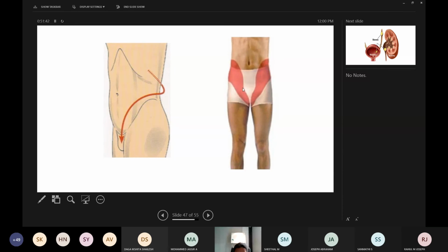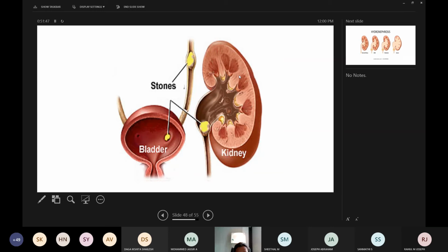Loin to groin. It's called renal colic. There are different types of stones which are formed in the kidney, such as calcium stones, mixed stones, struvite stones, oxalate stones, different types. The struvite stones are the mixed calcium, magnesium, phosphate stones, which, if they are large enough, may completely occupy this renal pelvis.